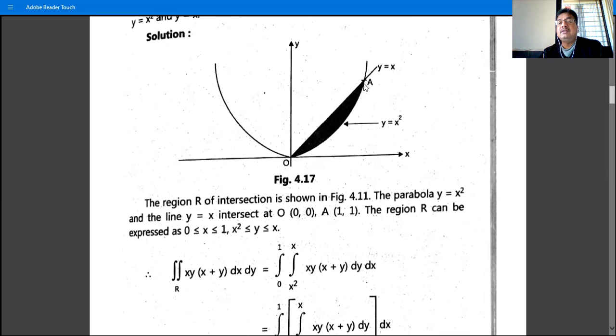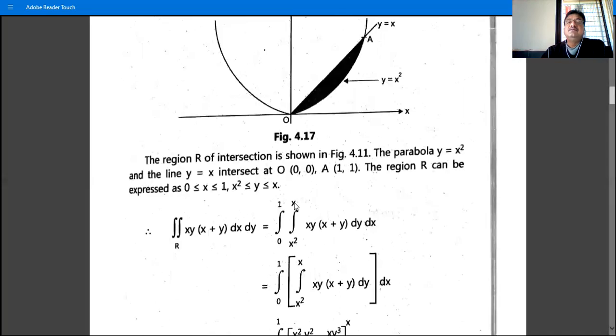If we draw the perpendicular from this point on the x-axis, it meets at a distance 1 from the origin, that is the point 1, 0. And if we move the strip from this point to this point, this area is covered. And so x runs from 0 to 1.